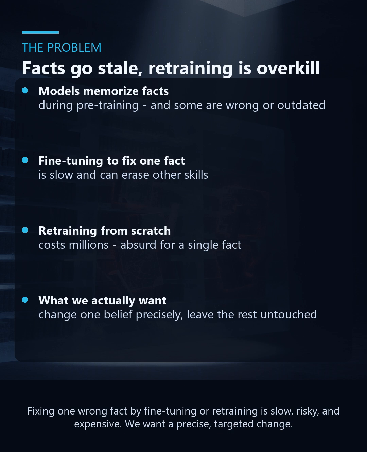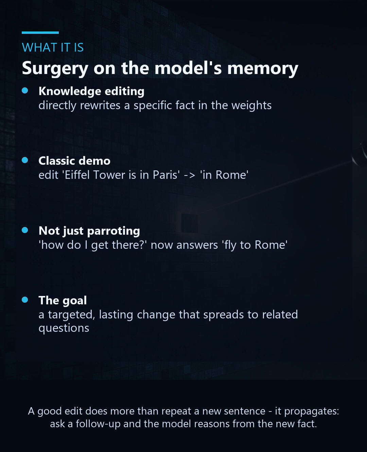A model trained in 2023 might still insist a company's old founder is its current CEO, or repeat a fact that has since changed. You could fine-tune it, but that is slow, risks forgetting other skills, and is overkill for one fact. You could retrain from scratch, but that costs millions. What we really want is to change one specific belief, precisely, and leave the rest of the model untouched. Knowledge editing does exactly that. Think of it as surgery on the model's memory.